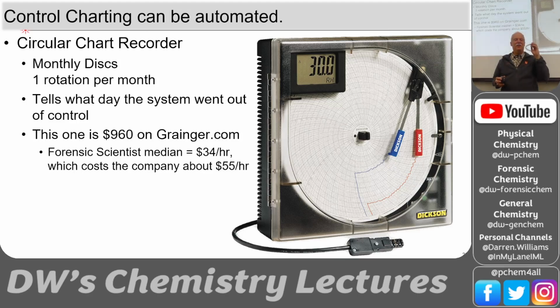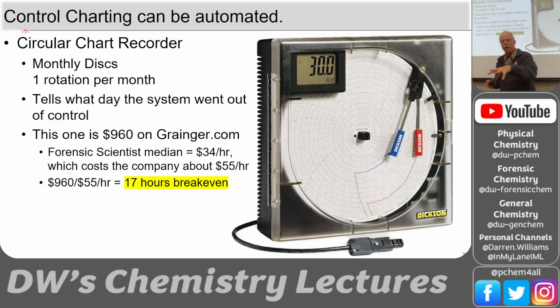But as a forensic scientist, the median salary is around $34 an hour. And so this costs the company, because they have to pay the employer taxes and benefits or whatever, it might cost them $55 an hour for you. So that's their cost. To break even would be 17 hours. So it's not a big cost in terms of your time. If it saves the employee more than 17 hours of time over the year, or however many years this thing works, they're going to get their money back real easily.